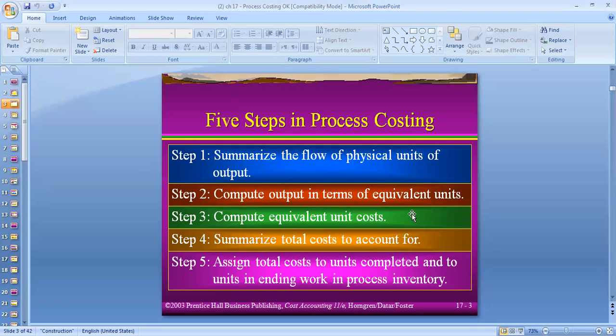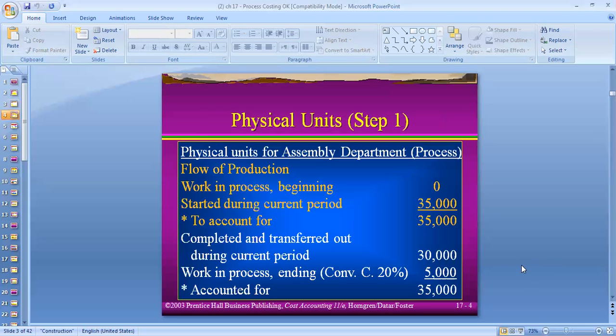Summarize total cost to account for to get the input costs, then assign total cost to units completed and to units in ending work in process inventory. Now, physical units, that is step 1. Physical units for the assembly department or process, flow of production: work in process beginning 0, because we are in the first beginning. We have no work in process.